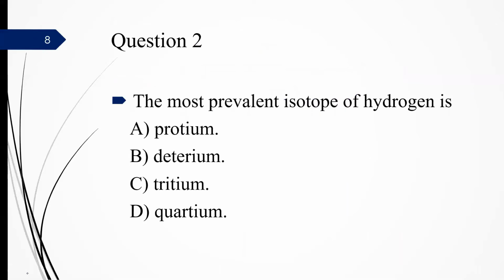So when we think about it, the most prevalent isotope of hydrogen, is it going to be protium with just one proton, deuterium with a neutron, tritium with 2 neutrons, or quaternium with 4? We should all know that 1H is our most prevalent isotope.